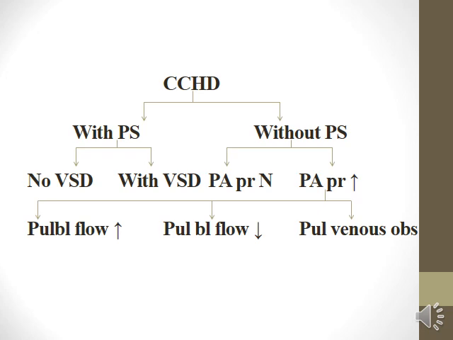Congenital cyanotic heart disease with pulmonary stenosis. It may be without VSD, maybe with VSD, and without pulmonary stenosis, maybe pulmonary arterial pressure is normal, or pulmonary pressure increased, maybe due to increased pulmonary blood flow, or maybe associated with decreased pulmonary blood flow, or maybe pulmonary venous obstruction.